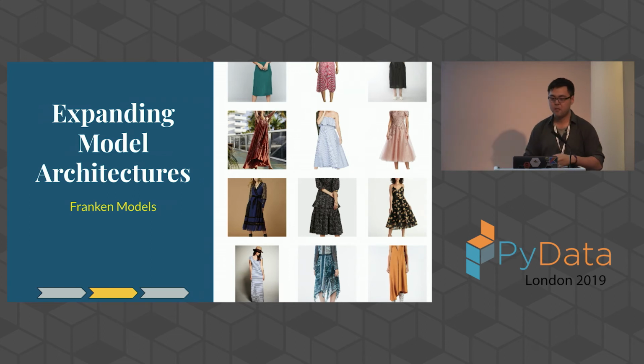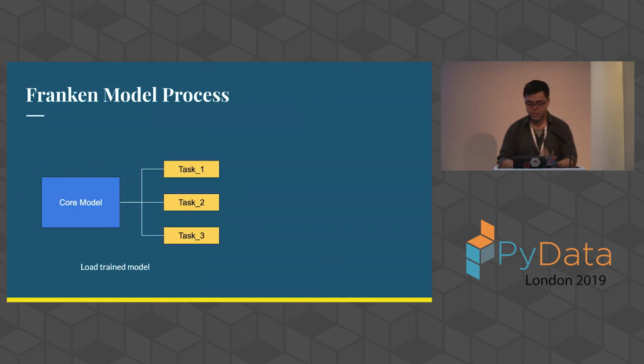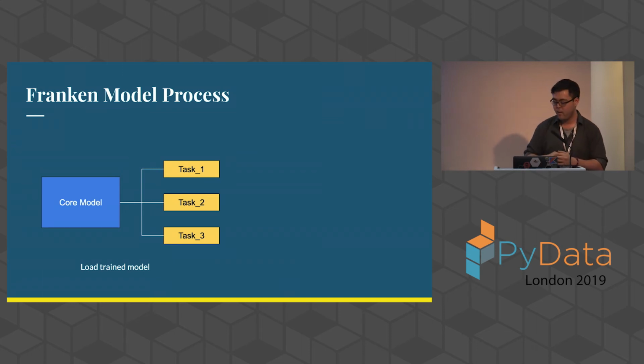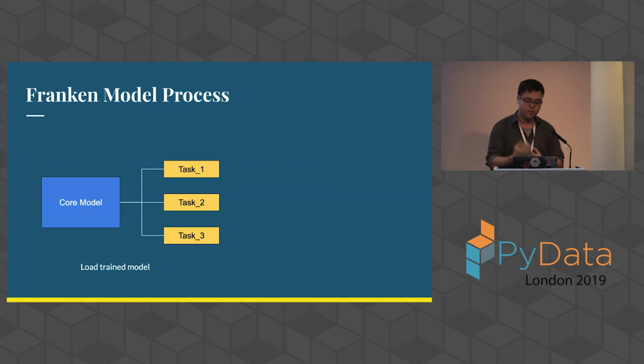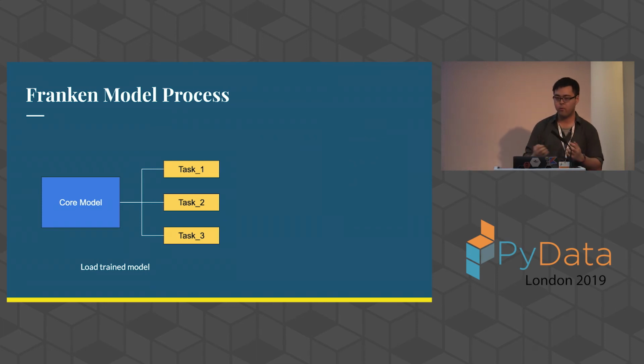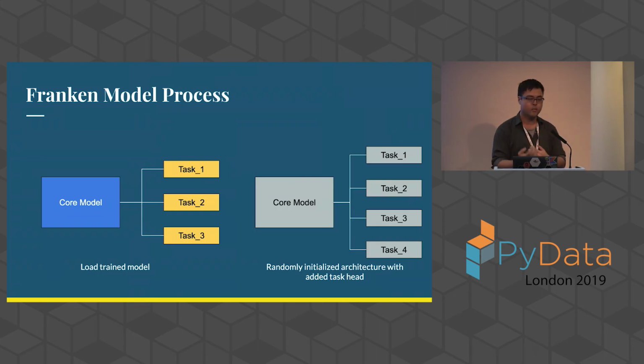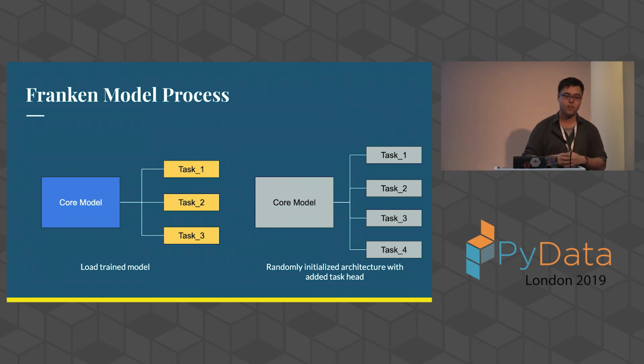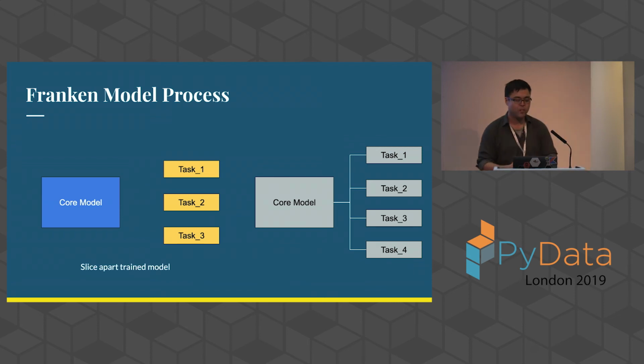So now I'm going to talk to you about this Franken model process that we use to add on new task heads. So the first step is just to load up that pre-trained architecture. So this is the previous round of modeling where you've productionized, vetted the model, seen task 1, 2, and 3 all perform fairly well. But now you have to add a new task. So what you end up doing is you initialize this random shell of an architecture. So it has all the core components, so core model, task 1, task 2, task 3, and you're really just adding on that task 4. And what you end up doing is slicing apart this old pre-trained model.